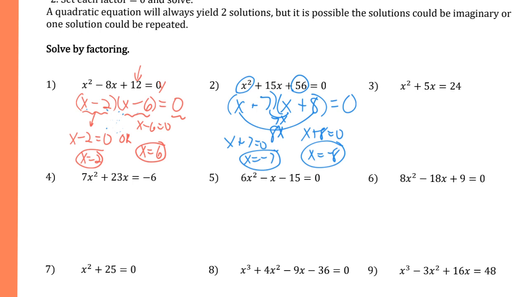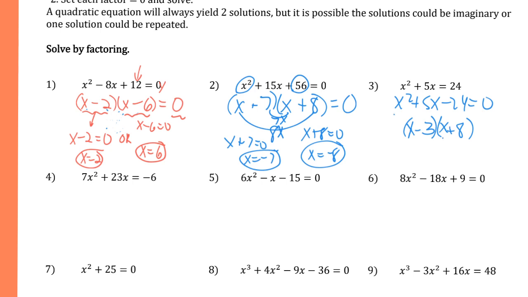The last one, again, you've got to make things all on one side. So subtract 24. So you get x squared plus 5x minus 24 equals 0. If you factor this into two parentheses, x times x makes your x squared. 3 times 8 is 24, amongst other things. But because we want the middle to be positive 5, you want to do negative 3 and a positive 8.